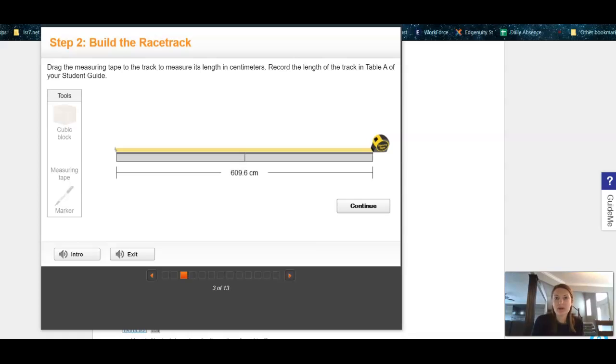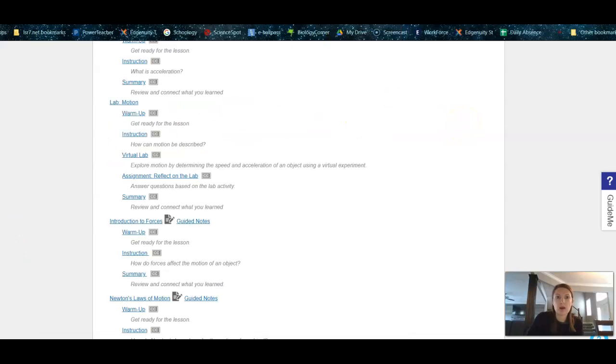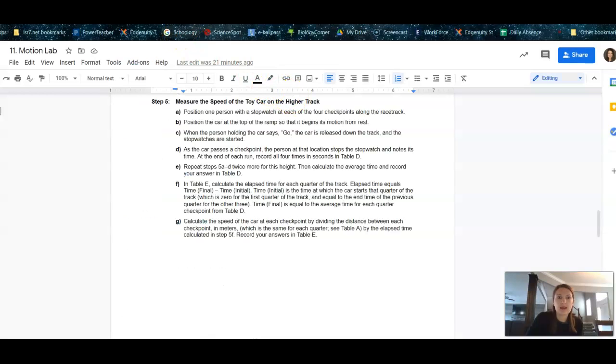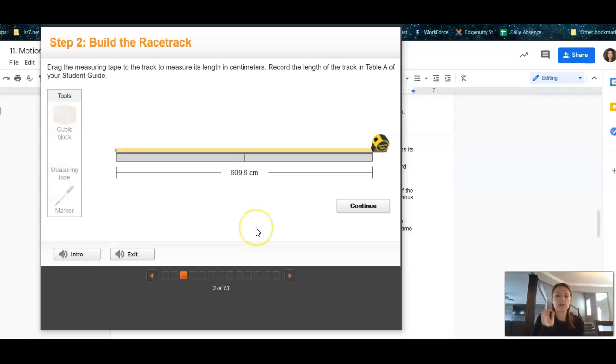Hi everyone, I just want to go over how to do this motion lab. You should have Edgenuity open with the lab, and you should also have your notes open in your Google Doc, or have your paper in front of you to complete this. When you start the lab, I just want to go over a few things.